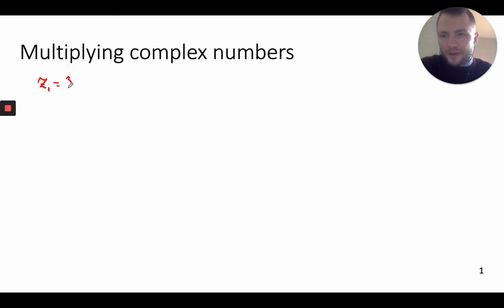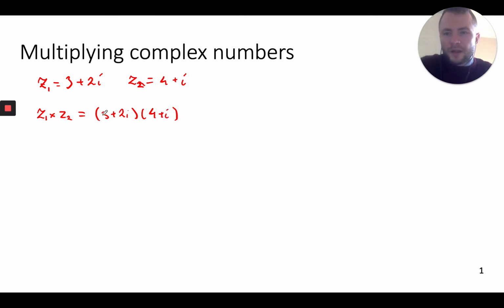So this complex number z1 is 3 plus 2i, and I have another complex number z2, which is equal to 4 plus i. If I wanted to find out the result of multiplication of z1 times z2, first of all I would write the two numbers in brackets beside each other. The space between the brackets indicates that I'm multiplying the terms in the brackets.